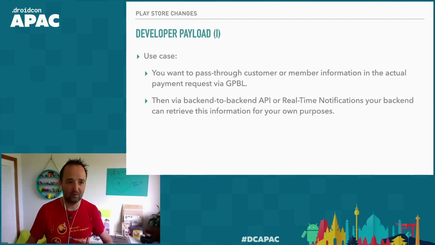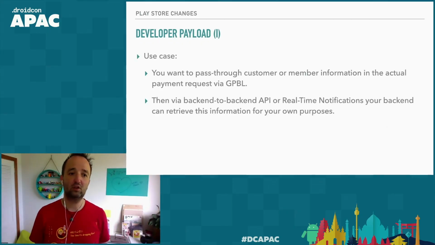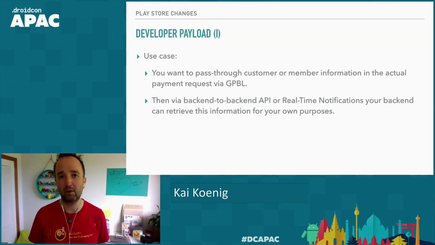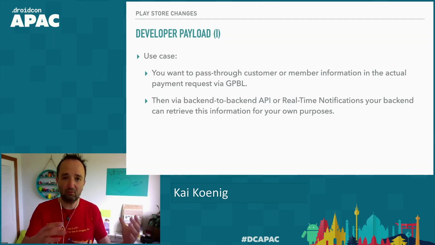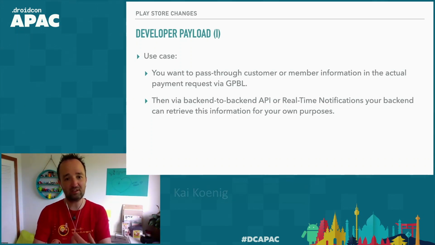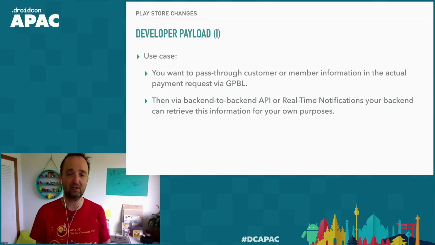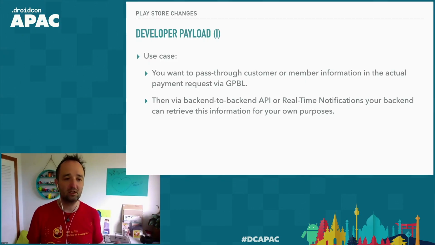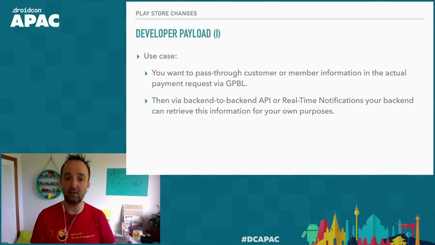Developer payload. So the use case for that is you want to pass through customer or member information in your payment request to your backend eventually, right? So you have to get it into Google Play Billing Library first, and then via the REST API or the real-time notifications, you actually retrieve it again. And that can be really useful because sometimes it's hard to tie a member ID or a customer ID for a subscription into your purchase.